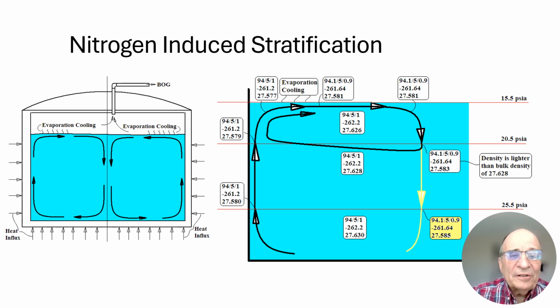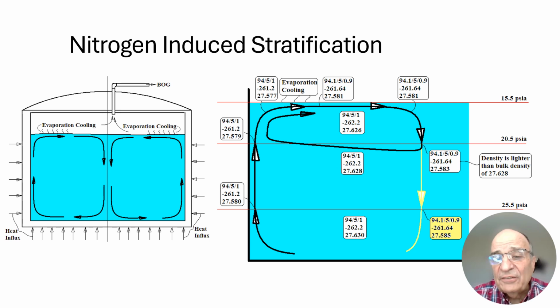Let's do this same numerical analysis, but this time let's start off with a concentration of 94% methane, 5% ethane, and 1% nitrogen. We heat that nitrogen, methane, ethane mixture up by 1 degree and it becomes less dense. Why did it become less dense? Because it expanded. And as it expands, it becomes lighter and causes these convection currents to occur. But as it evaporates, it becomes slightly heavier, but not heavier than the bulk LNG that's in the tank.